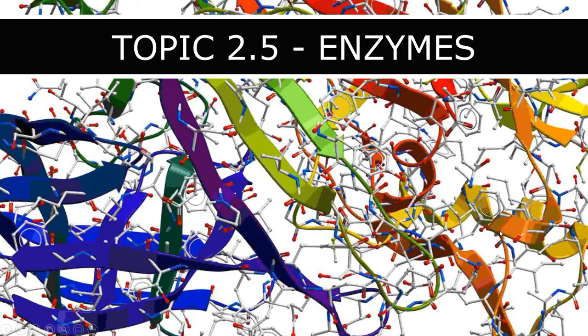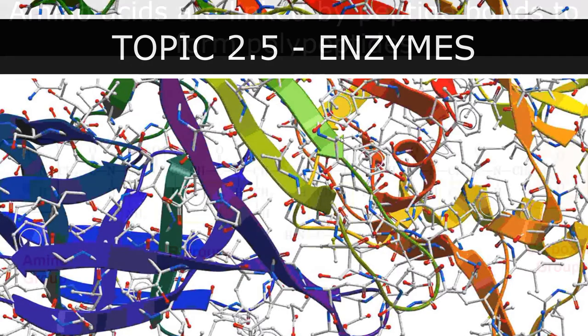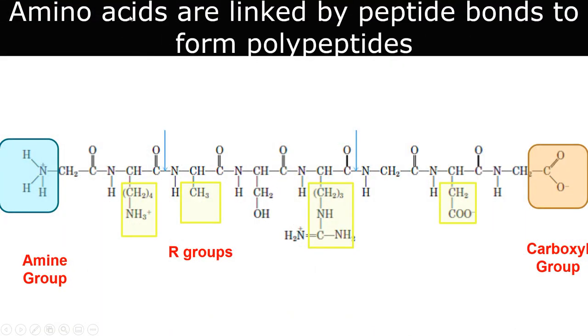Okay, so today we're going to be talking about topic 2.5, which is all about enzymes. So in 2.4, we figured out that amino acids are linked together through condensation reactions to form these polypeptides, which we'll eventually call proteins. And again, just a reminder that we can identify amino acids by the amine group on one side and a carboxyl on the other with some sort of R group in between them.